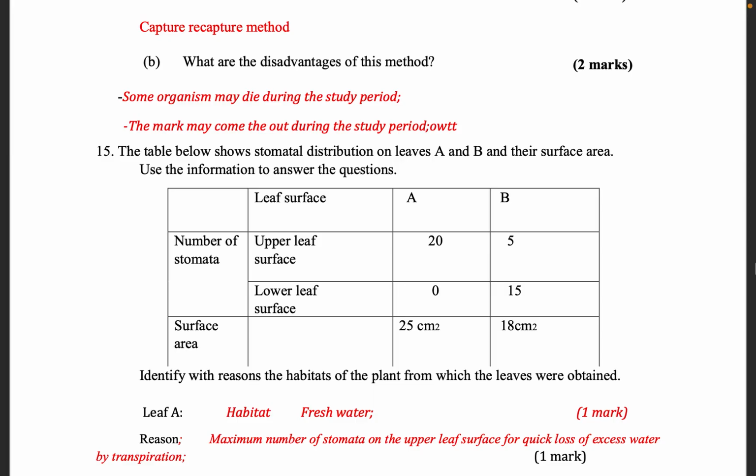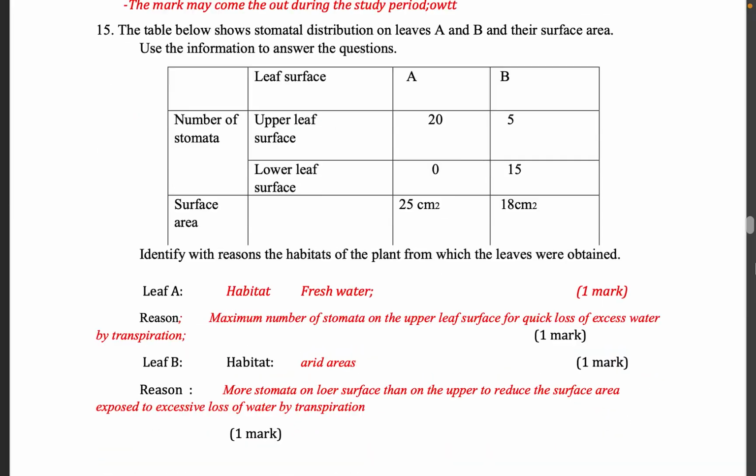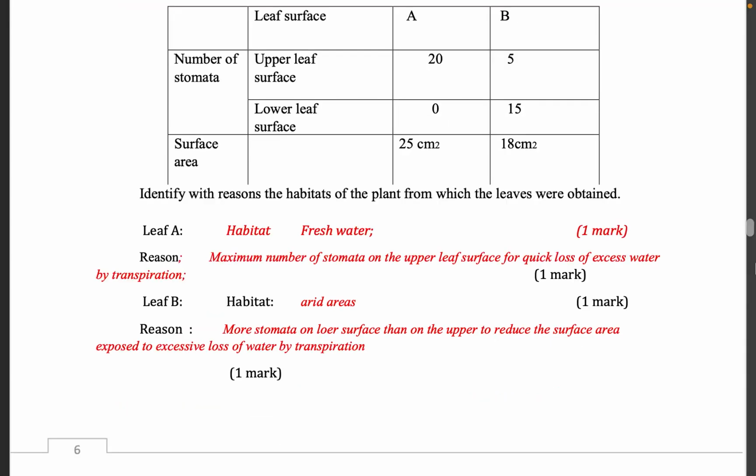Reason: there is a maximum number of stomata on the upper leaf surface for quick loss of excess water by transpiration. Leaf B, its habitat is arid areas. The reason is because there are more stomata on the lower surface than on the upper, to reduce the surface area exposed to excessive loss of water by transpiration.